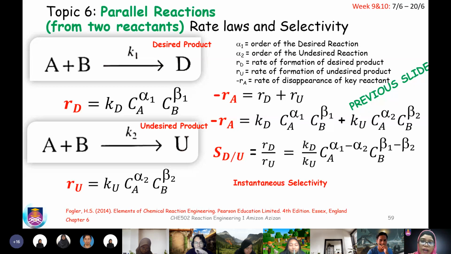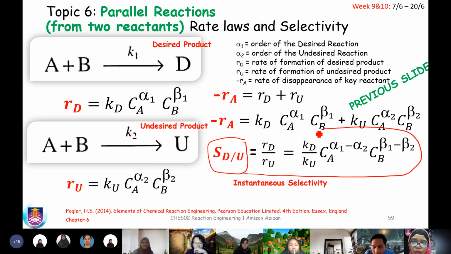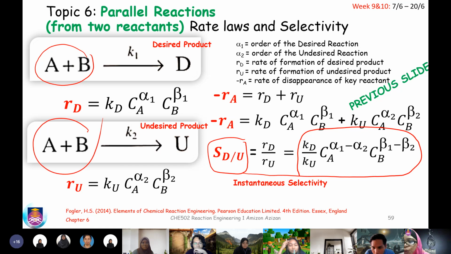Of course, one of the criteria that we choose to make a decision on which reactor system to select is selectivity. Remember, we have 5 criteria. So we're just going to focus on selectivity. If we choose selectivity, then we need to know the formula written for such cases with the two reactants. So this is the resulting formula having the KD and KU.